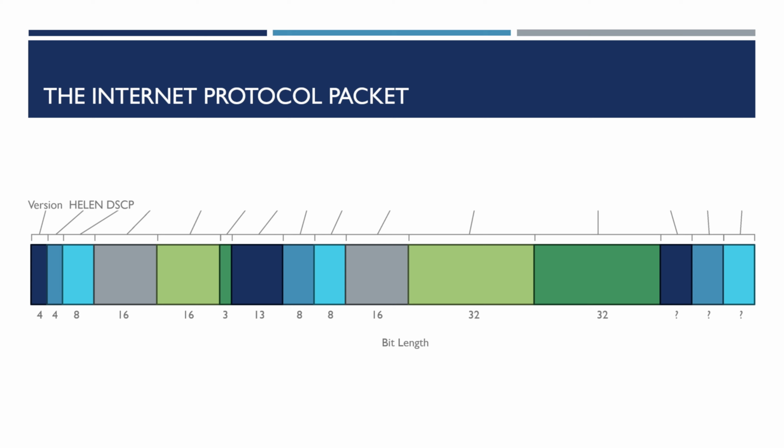DSCP is a quality of service tag. We're going to look at the length tag, identification tags, miscellaneous flags, any kind of offset, time to live, the protocol being used, a checksum for the data, the source IP address, the destination IP address, options, padding, and data. Let's take a peek at each of these items in a little bit more depth.